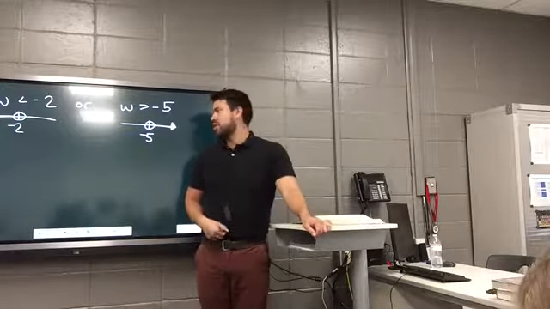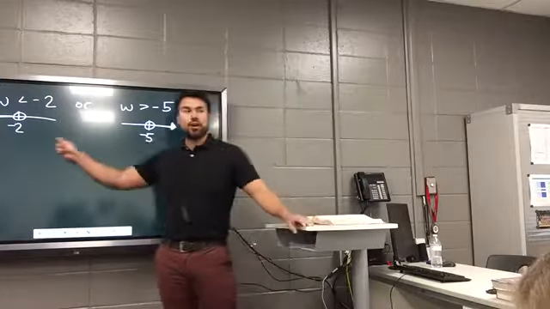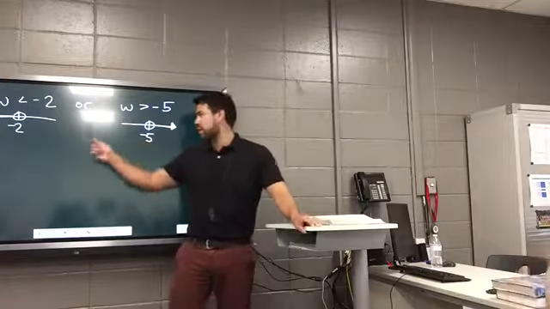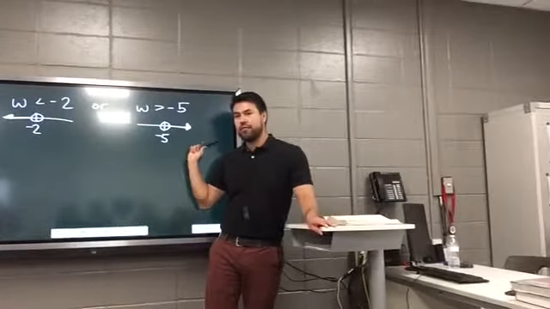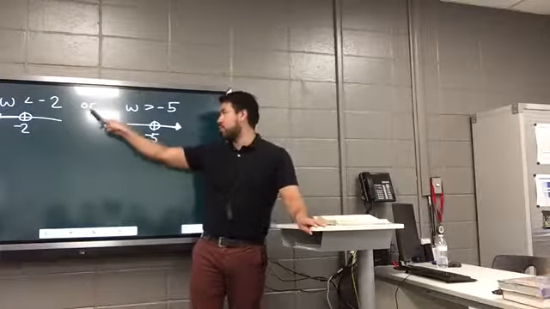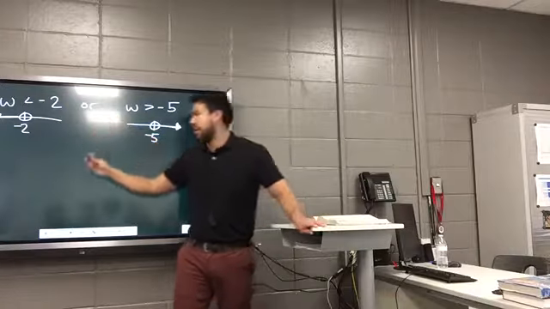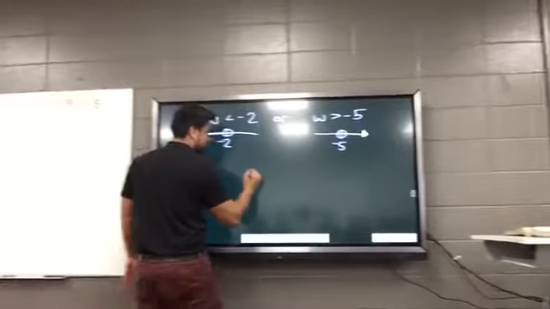Do you guys notice any overlap between the two? Aren't some numbers that are less than -2 also greater than -5? There's overlap here, but what word is it? Or. Okay, here's how I'm going to do it here.